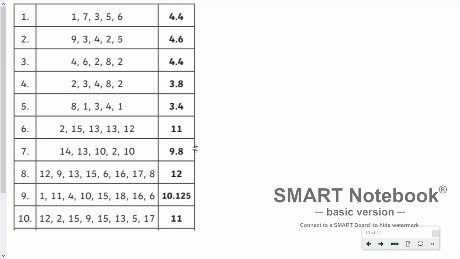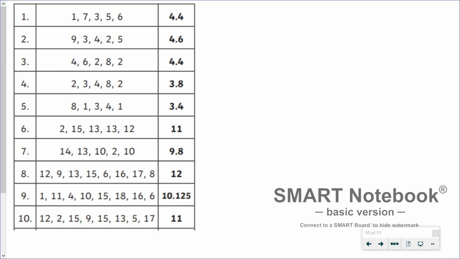Seventh one, the mean was 9.8. Eighth one, the mean was 12. The ninth one was the longest in terms of decimal places, it was 10.125. And then the 10th data set had a mean of 11. Hopefully we did okay on those ones.